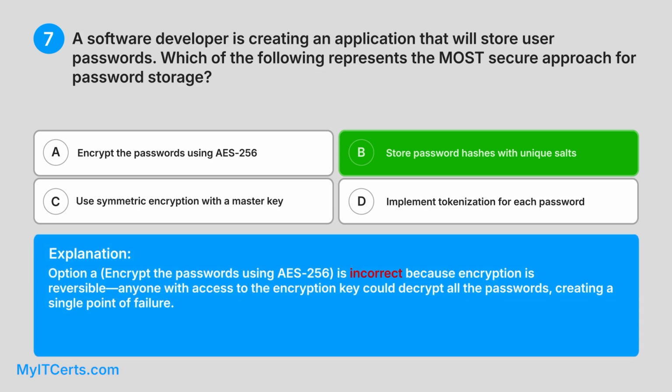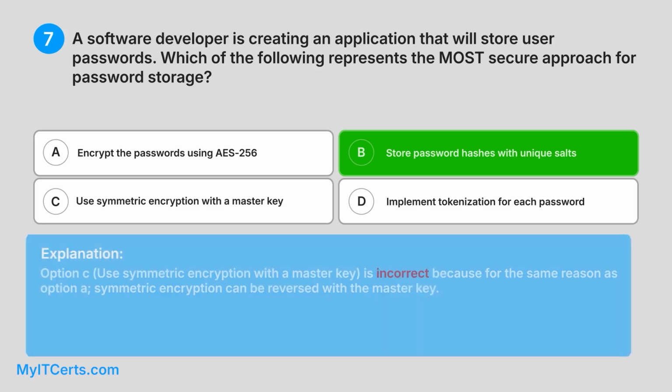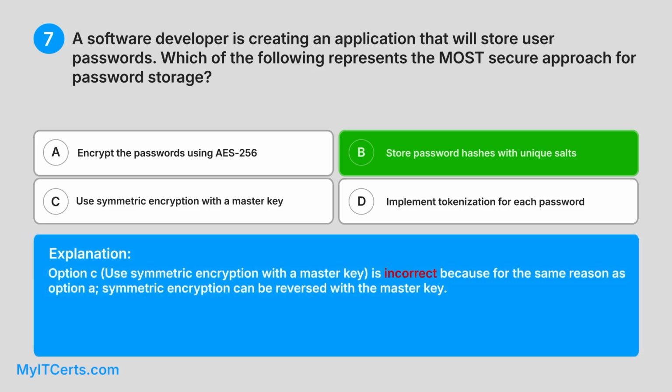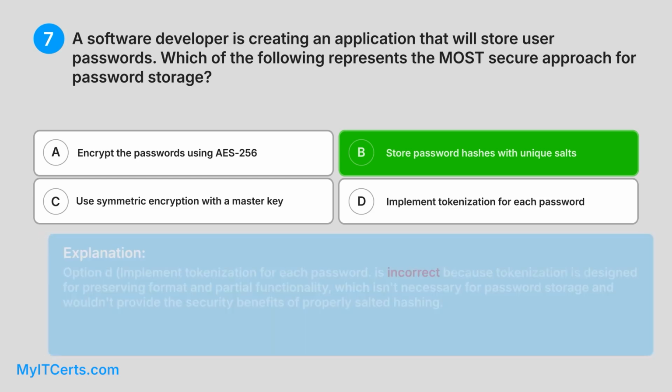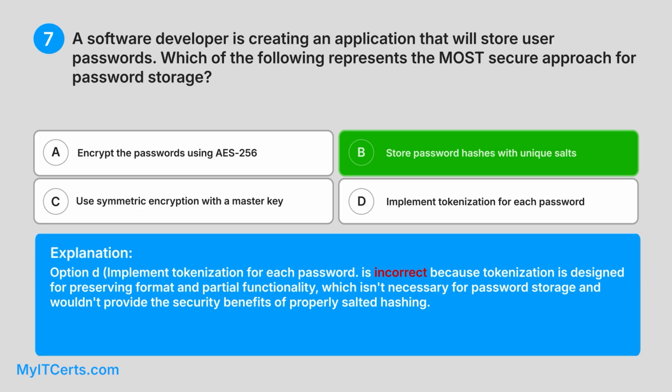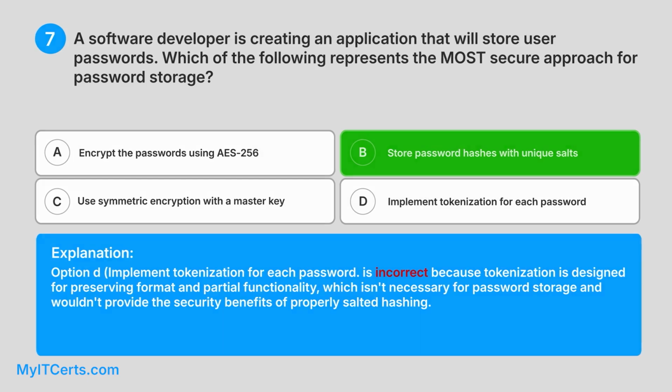Option A, encrypt the passwords using AES-256, is incorrect because encryption is reversible. Anyone with access to the encryption key could decrypt all the passwords, creating a single point of failure. Option C, use symmetric encryption with a master key, is incorrect because, for the same reason as Option A, symmetric encryption can be reversed with the master key. Option D, implement tokenization for each password, is incorrect because tokenization is designed for preserving format and partial functionality, which isn't necessary for password storage and wouldn't provide the security benefits of properly salted hashing.